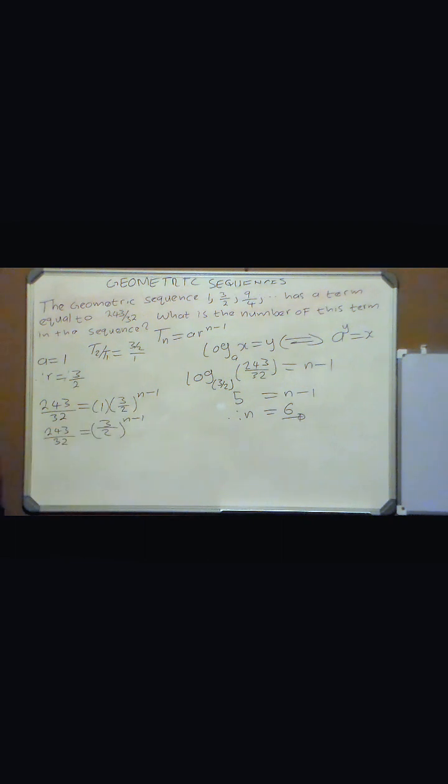If you don't want to use a log, you can also notice here that 243 over 32 is the same as 3 over 2 to the power of 5. So you can write this as this, and then you can drop the powers, or rather the exponents. So you still have 5 equals n minus 1. Therefore our n is equal to 6.